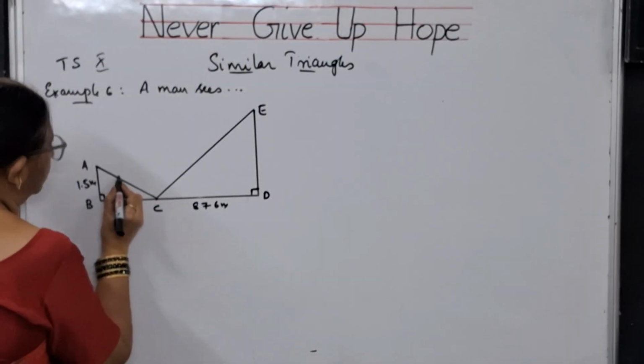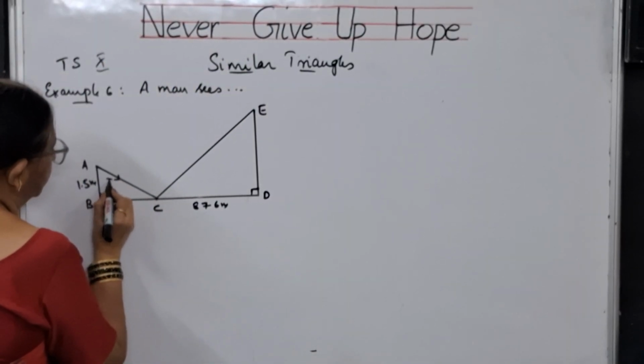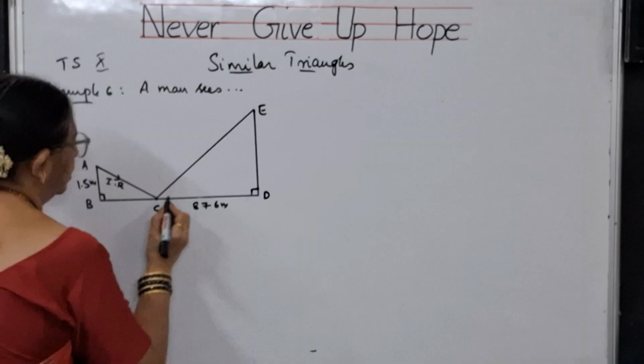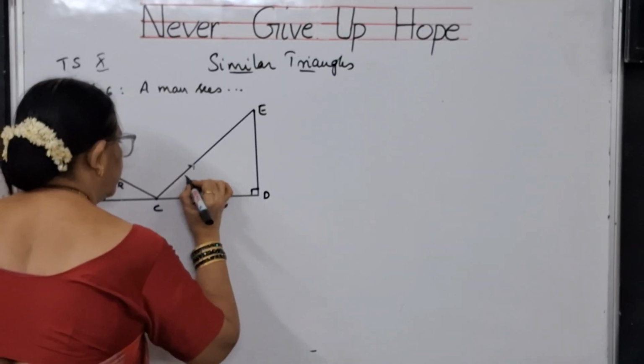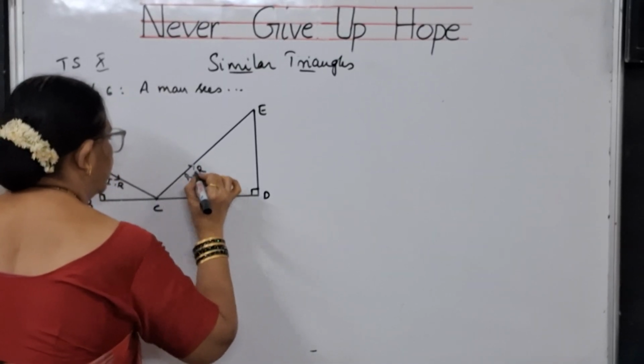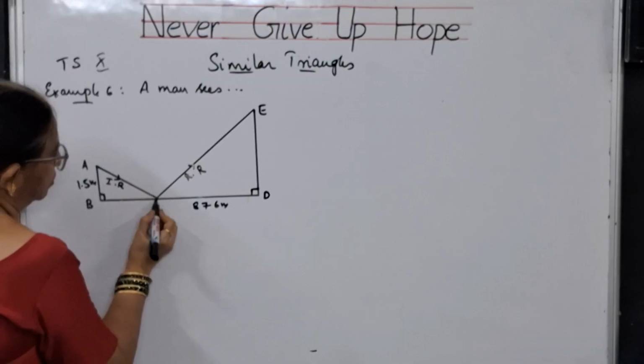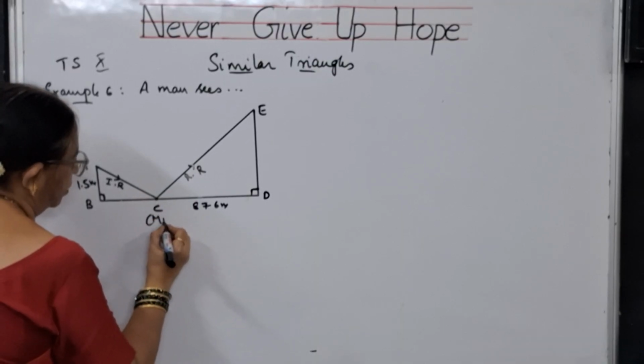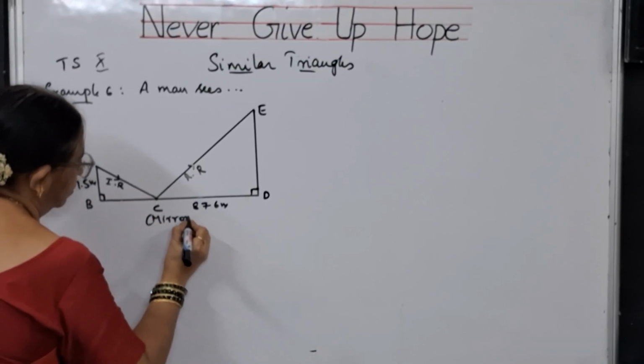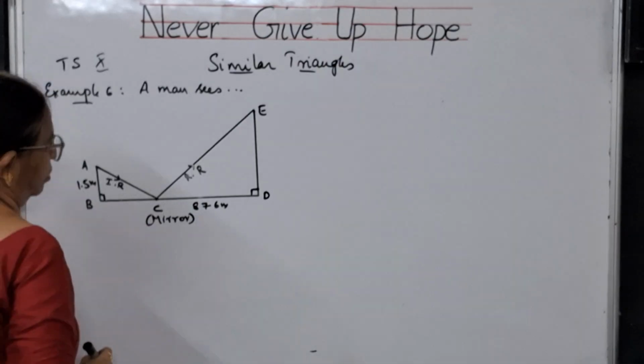So actually what does this become? This becomes the incident ray and this becomes the reflected ray. Why? Because this is the mirror. C is the mirror.